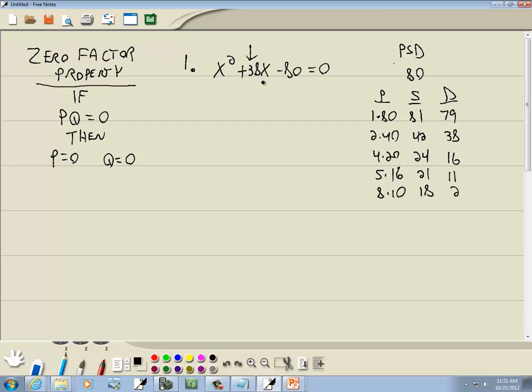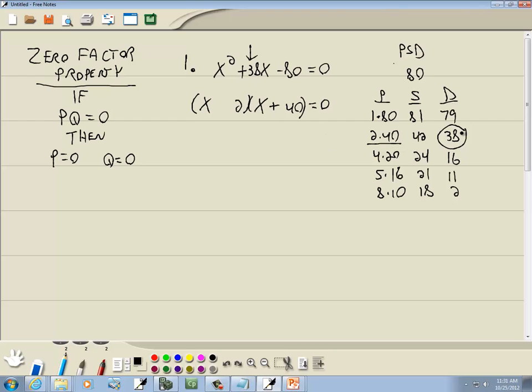The number we're looking for is the number in our middle term, which is 38, which is right here, so we're going to use 2 and 40. So put 2 here, 40 here. Okay. Remember our note on our signs. The larger number in the P column that we're using is always going to be the same sign as the middle term. Middle term is positive, so this is positive.